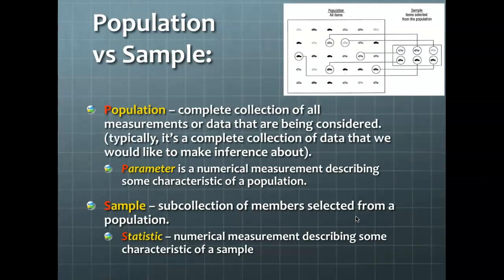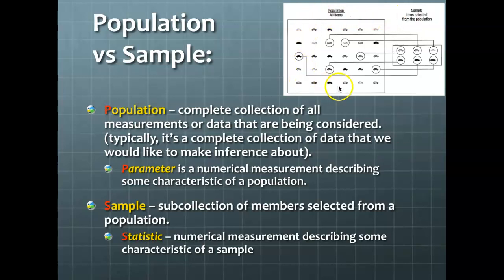Population is a complete collection of all measurements or data that are being considered. Typically, it's a collection of data that we would like to make inferences about. Parameter is a numerical measurement describing some characteristic of a population. Sample is a subcollection of members selected from a population. And statistic is a numerical measurement describing some characteristic of a sample.